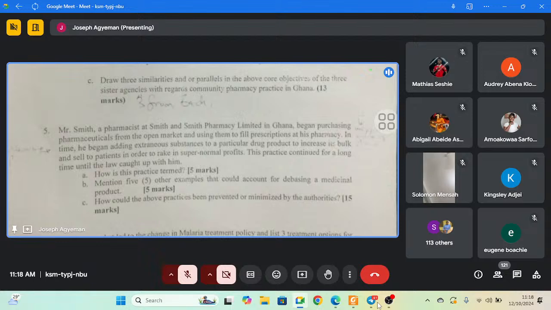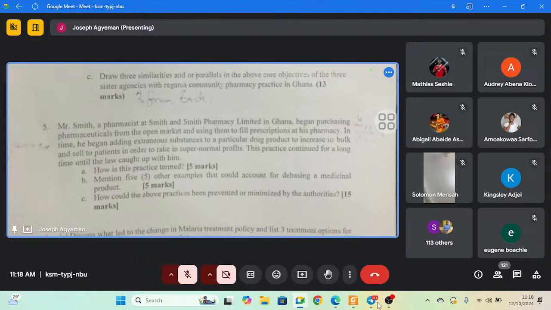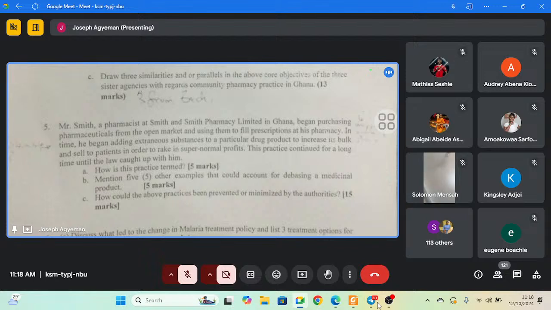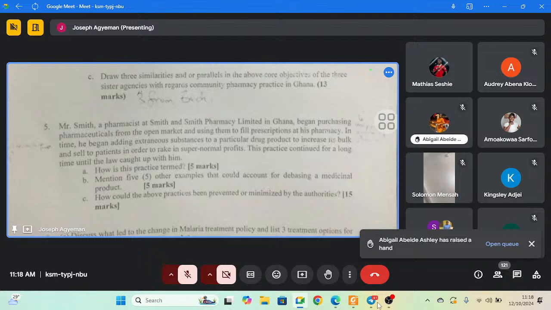So please, this is a past question, 2016. So please, it means that anything at all is possible. Class captain, in terms of the authorities, in what ways can they control and minimize this act of adulteration? Can you suggest some ways and explain how those ways can help reduce or minimize adulteration?